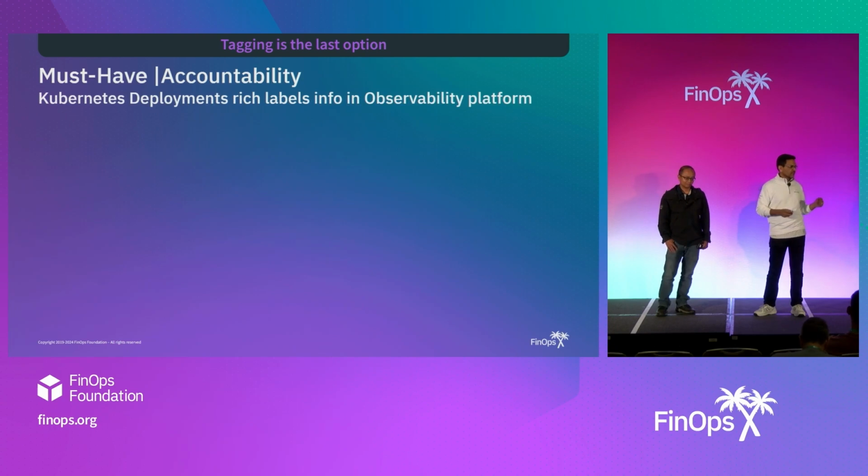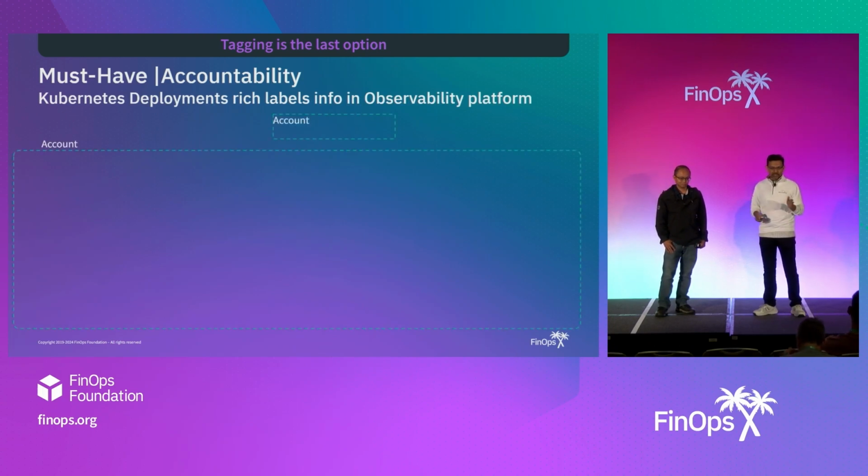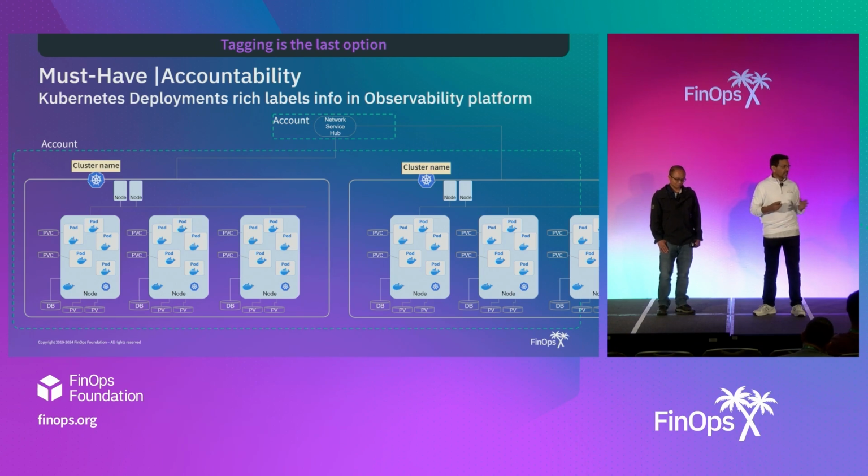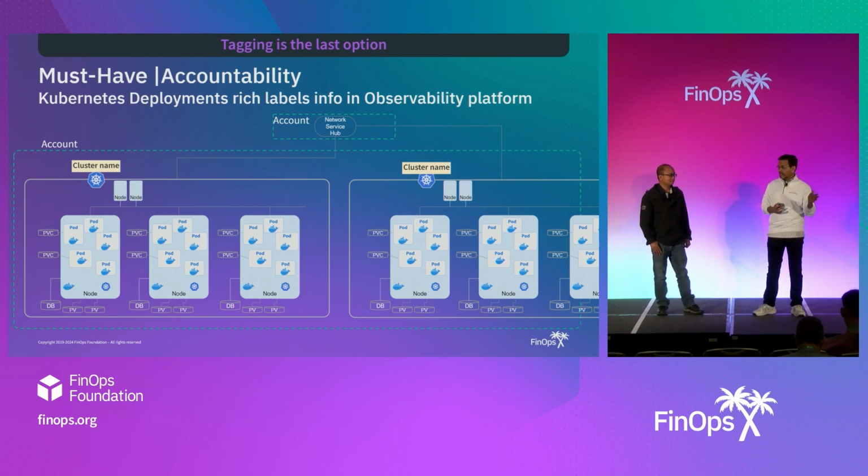Let's take an example of a Kubernetes implementation. Let's say there are two accounts. One account has your infrastructure security networking hub, and the other account has your two clusters. Out of the box, Kubernetes labels really well. Through Prometheus, you can suck in all those labels. Let's say this cluster has a name. You don't need to tag because you already know that cluster name is for that particular application.